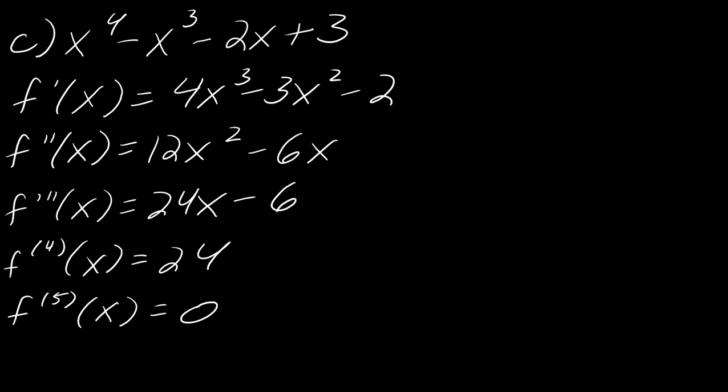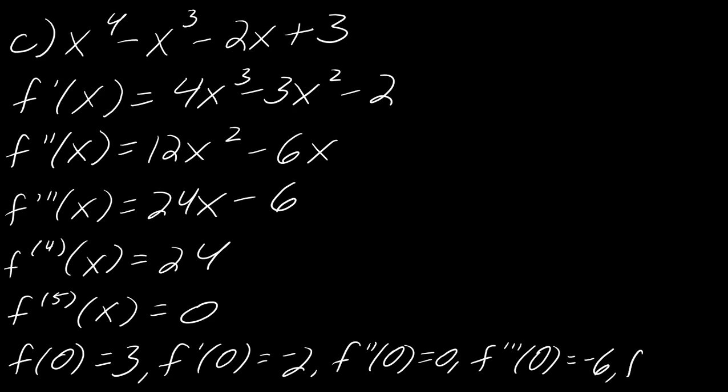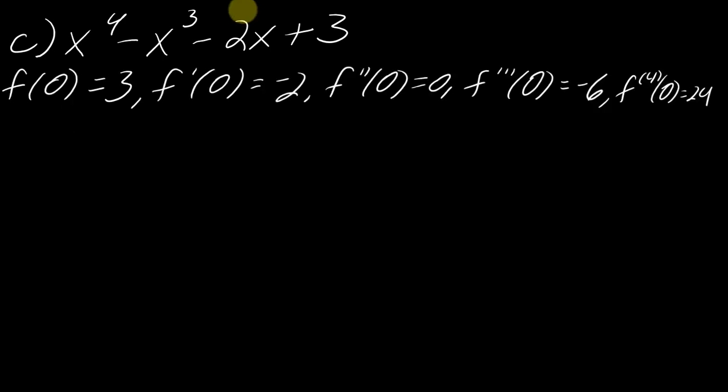Okay, so let's go ahead and evaluate each one of these at 0. So f of 0 is 3, f prime of 0 is negative 2, f double prime of 0 is 0, f triple prime of 0 is negative 6, and let's see if I can fit this in. The fourth derivative at 0 is 24. Okay, so we've got enough to make this series, so I'll clear some space. Got all that info tightly packed, but that will be good.